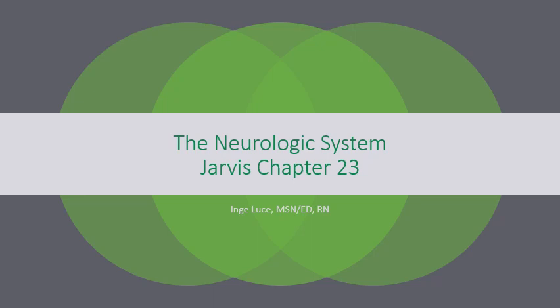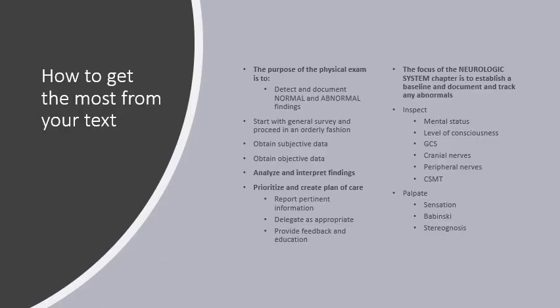Chapter 23 in the Jarvis covers the neurologic system. While you're doing your physical exam, remember that you're trying to detect and document normal versus abnormal findings. Try to organize your assessment so that you collect your subjective data first and then obtain your objective data, analyze and interpret the pertinent findings to prioritize and create your plan of care. The focus of the neurologic system is to establish baseline and then document and track abnormal findings.